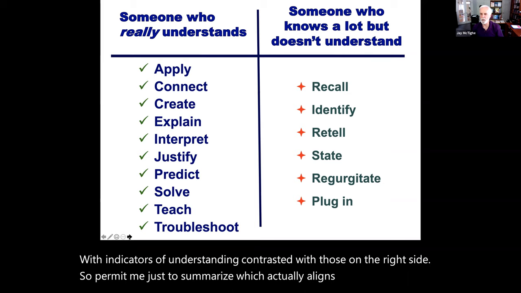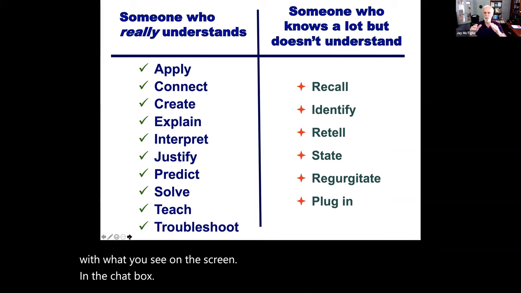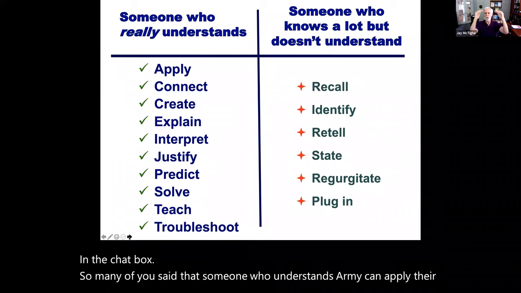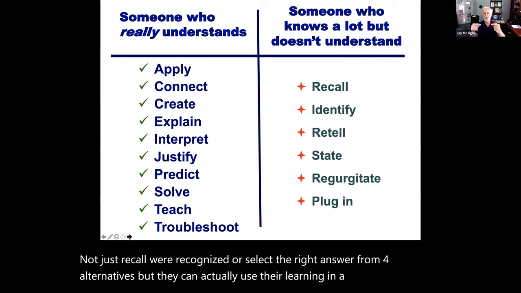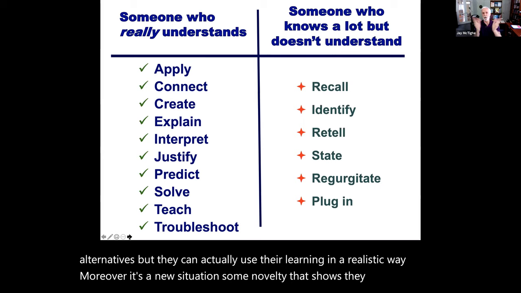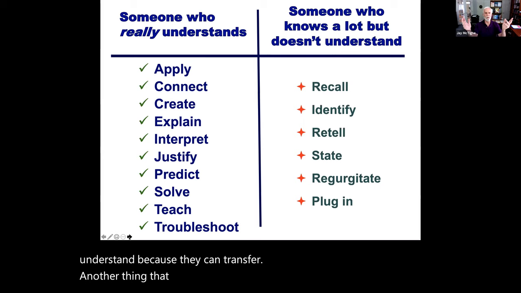Permit me just to summarize, which actually aligns very closely with what you see on the screen in the chat box. Many of you said that someone who understands can apply their learning, not just recall or recognize or select the right answer from four alternatives, but actually use their learning in a realistic way. Moreover, in a new situation, some novelty, that shows they really understand because they can transfer. Another thing that would show understanding, students can see and make connections among and between things.